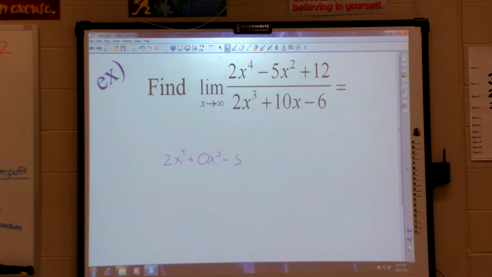Remember all that? Every power must be accounted for when you do long division? Yes. So on the outside, divided by 2x cubed plus 10x minus 6.